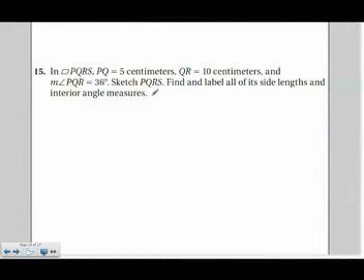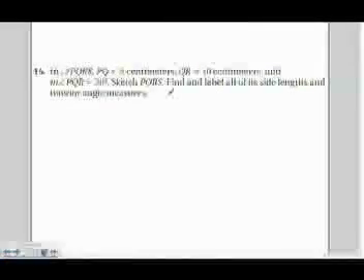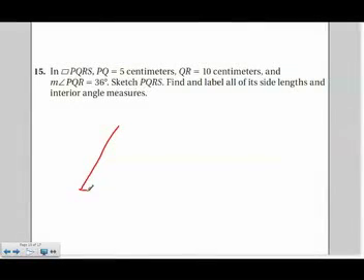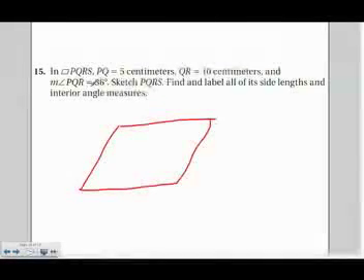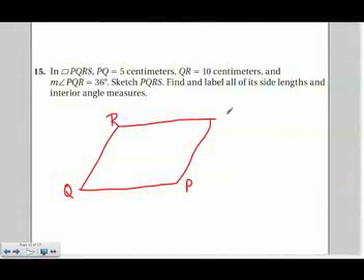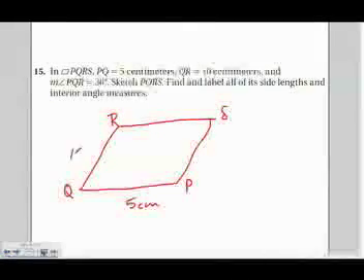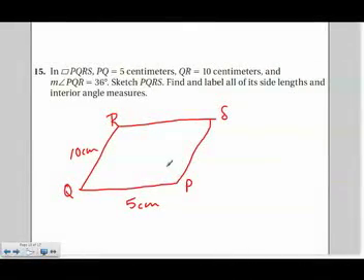PQRS, PQ is equal to 5 centimeters, QR is equal to 10 centimeters, and PQR is 36. Sketch PQRS. I'm not too concerned about getting this to scale. I'm just getting something drawn out so I can get going. Now it tells me that angle Q is 36 degrees, so I'm going to call that the acute one just to keep it consistent. And as long as I go around the parallelogram, it should work out. All right, PQRS, PQ is 5. QR is 10. Now once again, I'm not concerned about scale. Angle PQR is 36.